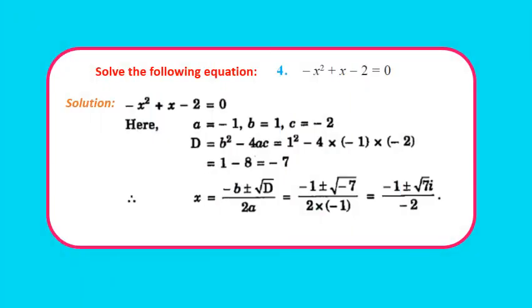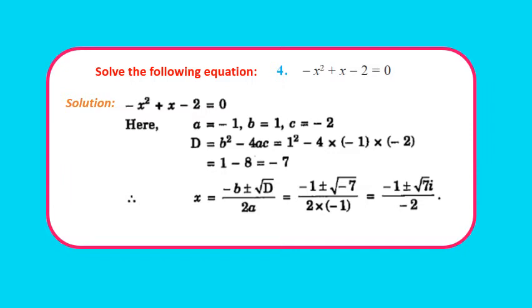Next is question 4. Solve the following equation: minus x square plus x minus 2 equals to 0. So comparing with the standard form, that is ax square plus bx plus c, we have a is equal to minus 1, b is equal to 1, c is equal to minus 2. So the discriminant d is equal to b square minus 4ac equals to 1 square minus 4 into minus 1 into minus 2, that is 1 minus 8, which is equal to minus 7.